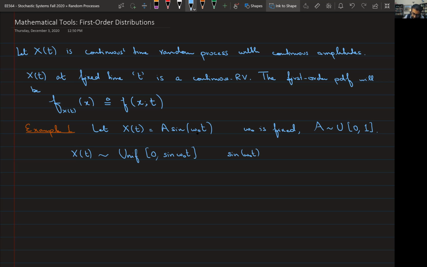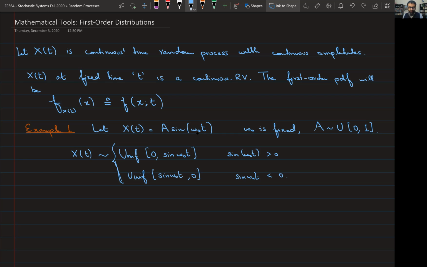So it really depends on what t is, and therefore what sine omega naught t is. Otherwise, it's a uniform random variable between sine omega naught t and 0 when sine omega naught t is negative. And for the singular case where sine omega naught t is 0, it's not a random variable anymore. We know that x of t is 0 in that case. That's something we talked about in the last class.